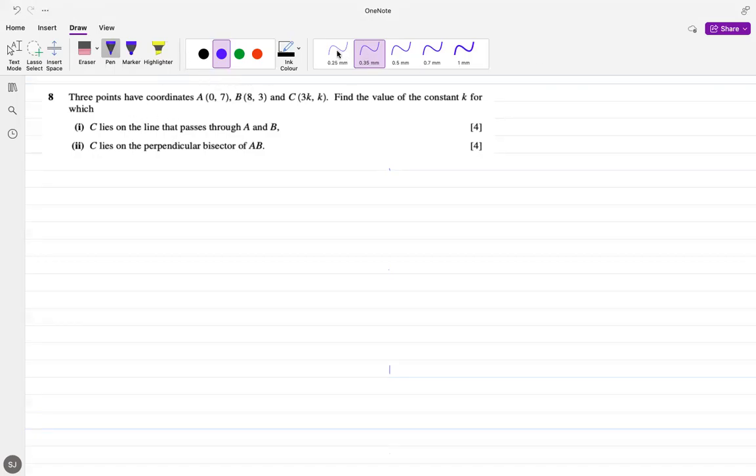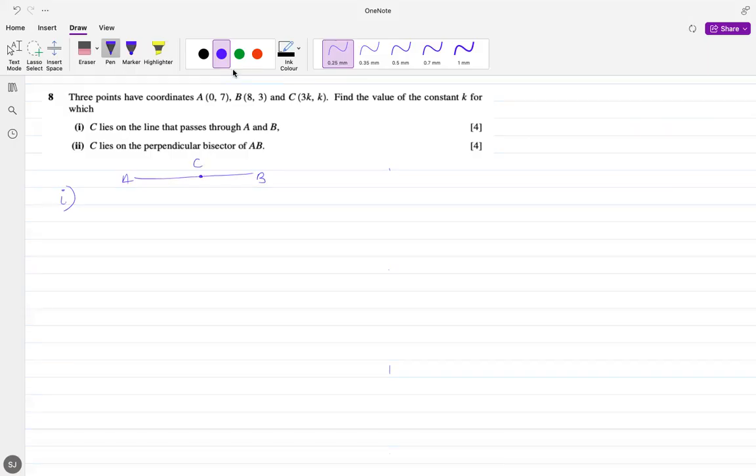In question 7, we have 3 points that have coordinates A(0, 7), B(8, 3), and C(3k, k). We have to find the value of k for which C lies on the line that passes through A and B.